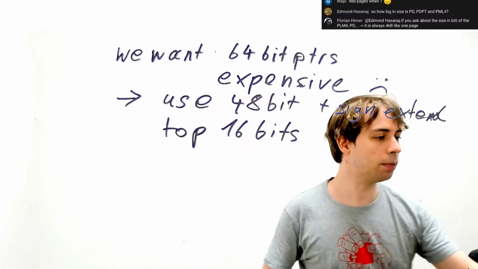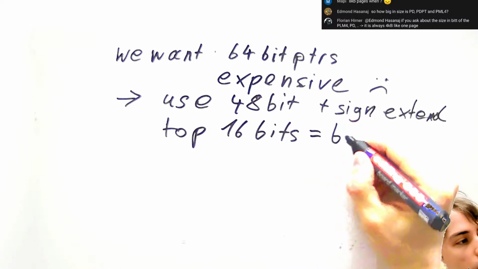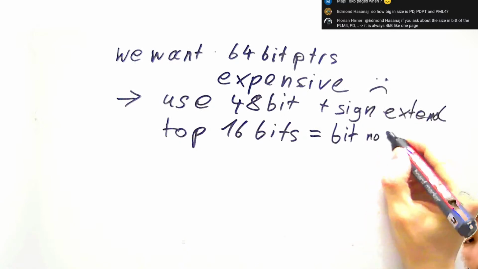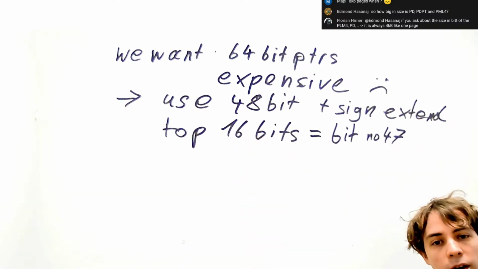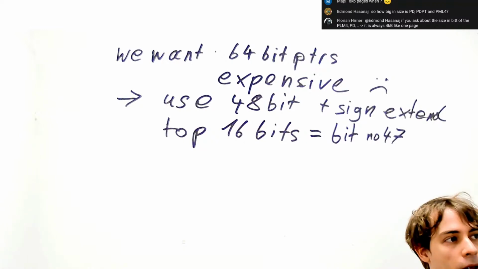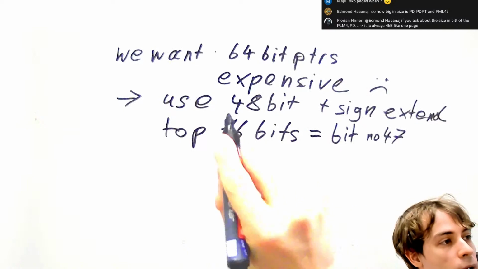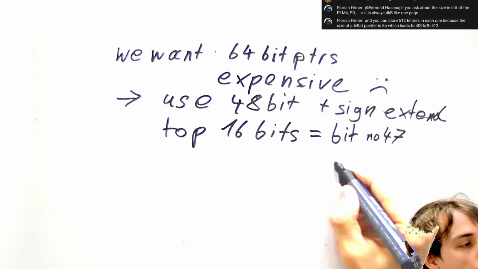The top 16 bits will have exactly the value of bit number 47, so the topmost bit of the 48-bit pointer. Okay, let's try to look at an example. So we have a 48-bit address. Let's take this address. I start with the null pointer.